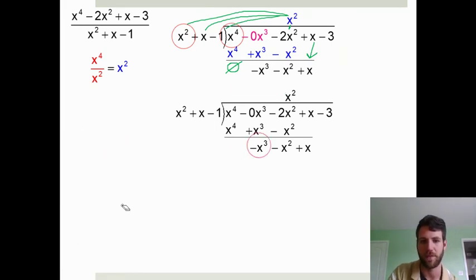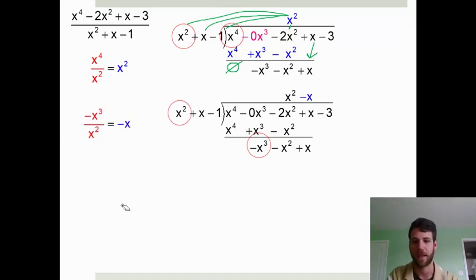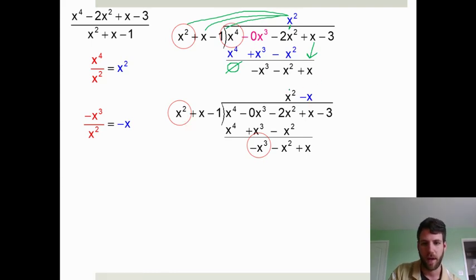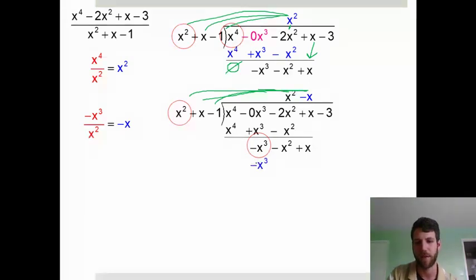And we can do that division off to the side if we need to. And we get negative x, and that goes above the other x term that you can see right here. So now we have our negative x in blue right here that's going to get multiplied out. And so we have x multiplied by all three of these parts, and we can put our answer for that multiplication down underneath.